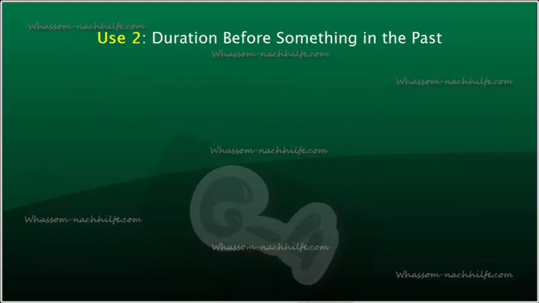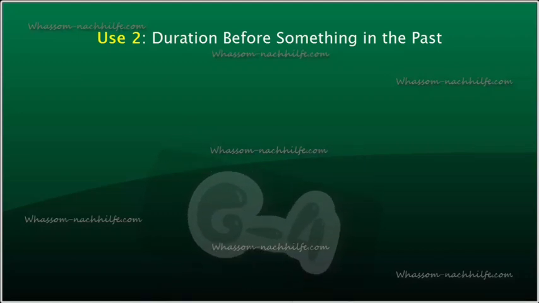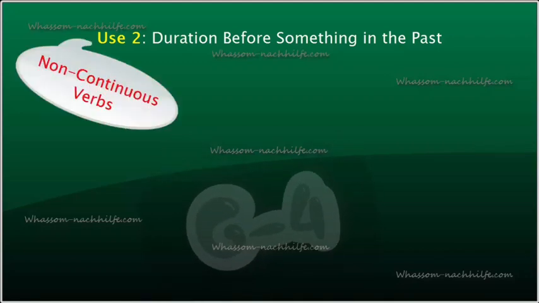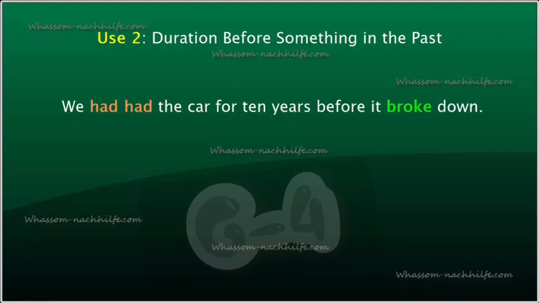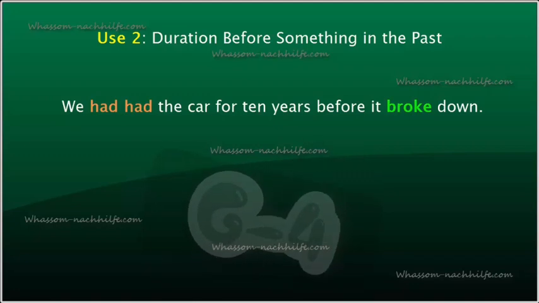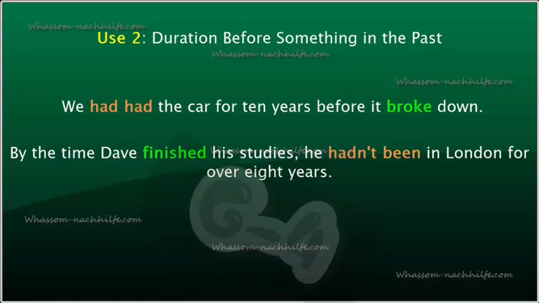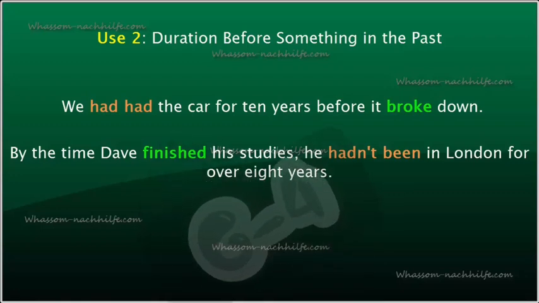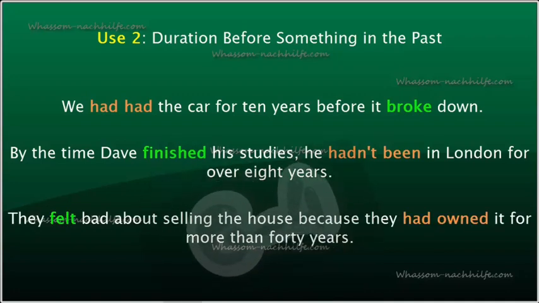But also we can have the past perfect as a duration before something in the past and with non-continuous verbs. Some examples. We had had the car for 10 years before it broke down. By the time Dave finished his studies, he hadn't been in London for over 8 years. Or they felt bad about selling the house because they had owned it for more than 40 years.